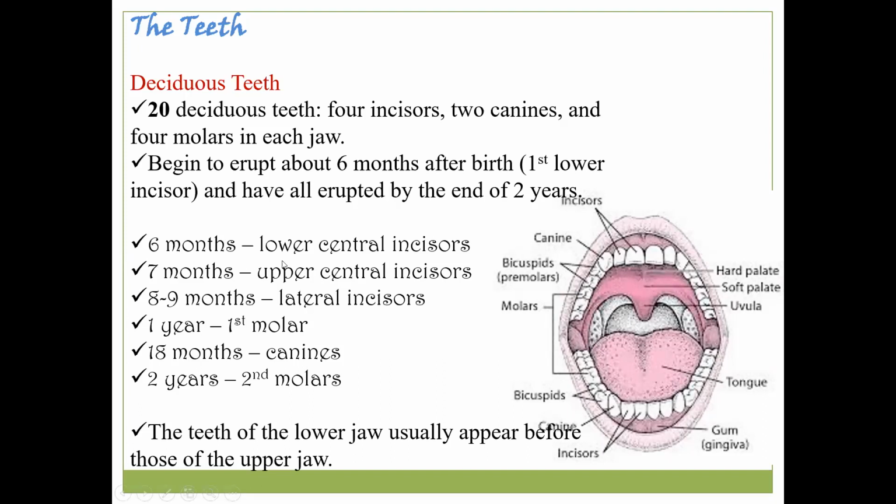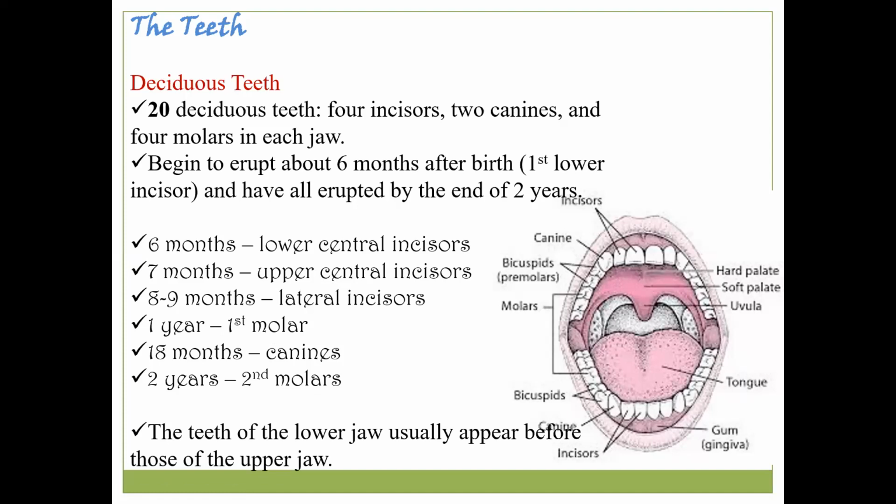During 6 months, lower central incisors. During 7 months, upper central incisors. 8 to 9 months, lateral incisors. 1 year first molar, 18 months canines, 2 years second molars. But there are some children who will have all 20 by the end of 18 months or 1 year.